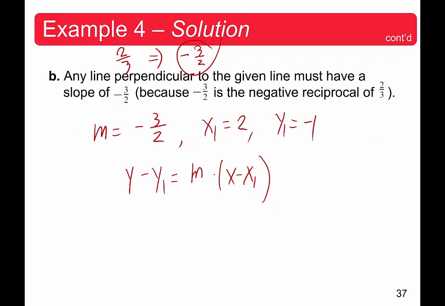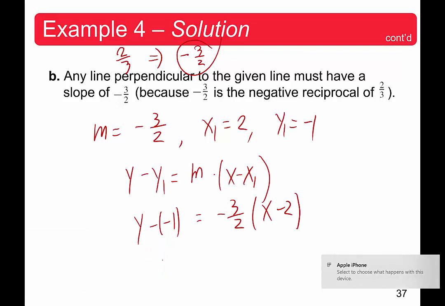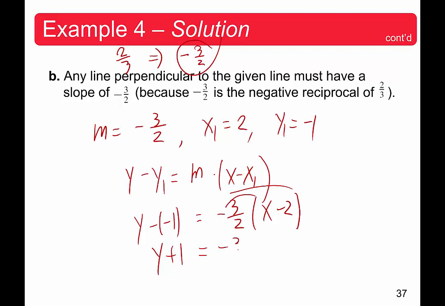Again, we're putting all the numbers into the formula, so y minus -1 equals -3/2 times x minus 2. Simplify a little bit, so we have y plus 1 equal to, distributed, -3/2 x, the negative turns into positive, 3/2 times 2 becomes 3.